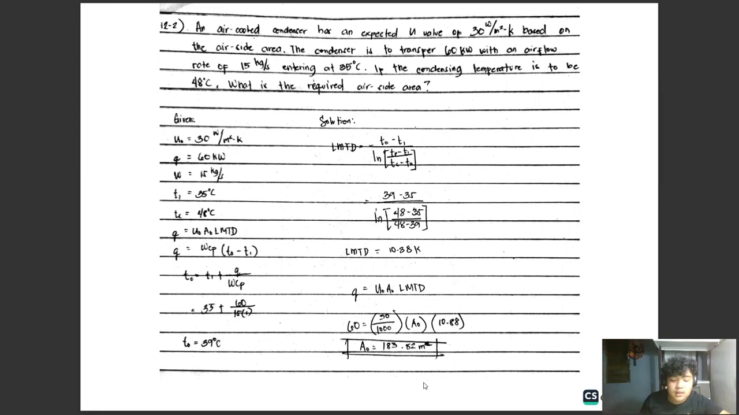So we need to find the required airside area. We have the given, first ang aton nga U value, 30 W over m squared K. Sa aton nga Q is 60 kilowatts. Sa aton W is equal to 15 kilograms per second. T1 equals 35 degrees Celsius. Ang condensing temperature natin is 48 degrees Celsius.